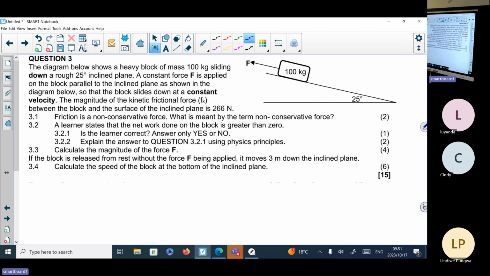The diagram below shows a heavy block of mass. You can type down your question, Rianda, because the audio is not working. Use the chat option to type down the question.